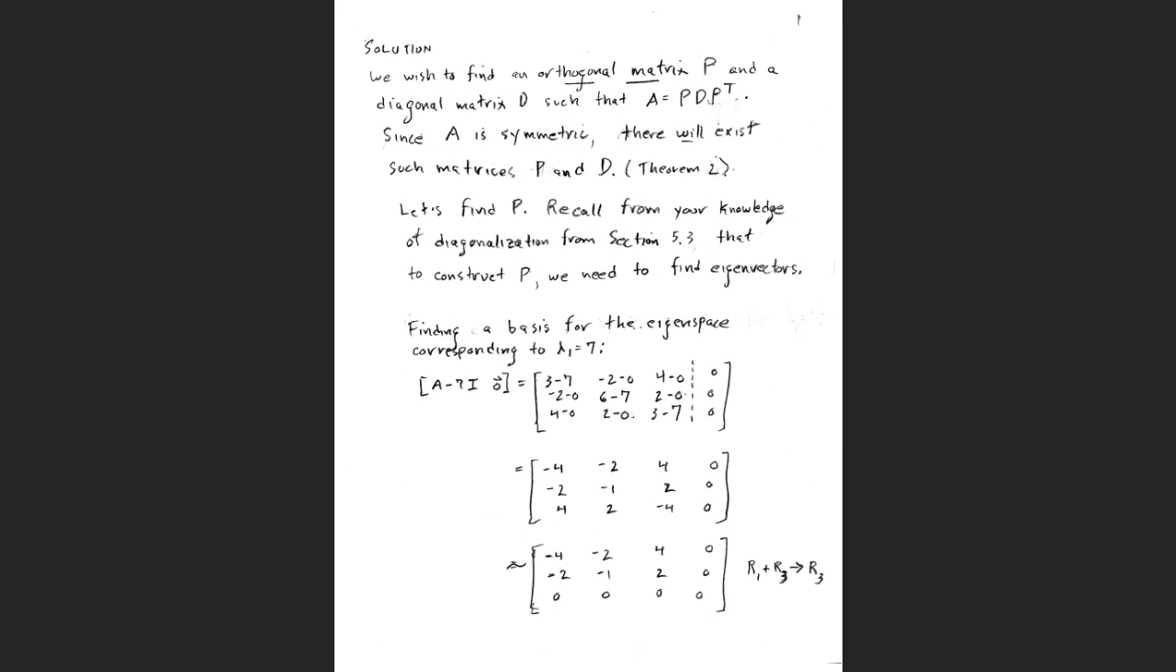So again, what do we want to do? We want to find the orthogonal matrix P such that A equals P times D times P transpose. We know since A is symmetric, then those matrices P and D exist. First thing we want to do is find the matrix P. And recall from section 5.3, to construct that matrix P, we need to find the eigenvectors. Let me give you a moment to catch up here.